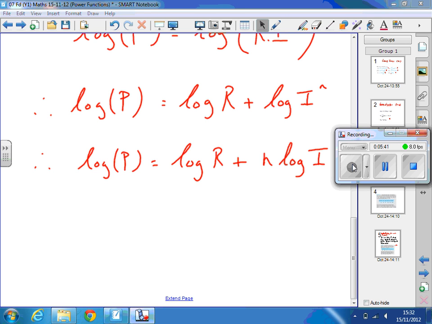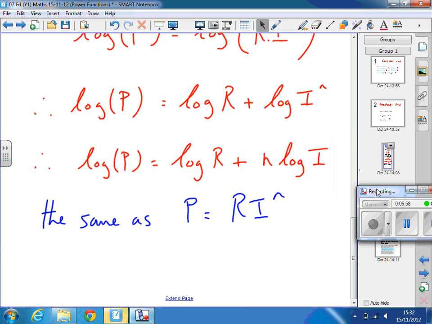And it's important to recognize that this is the same as P equals R I to the n. This is the same function, P equals R I to the n, but written in a different way. We use logarithms of both sides so that we can then split this up into its constituent parts effectively using the laws of logarithms, but that is the same as that.